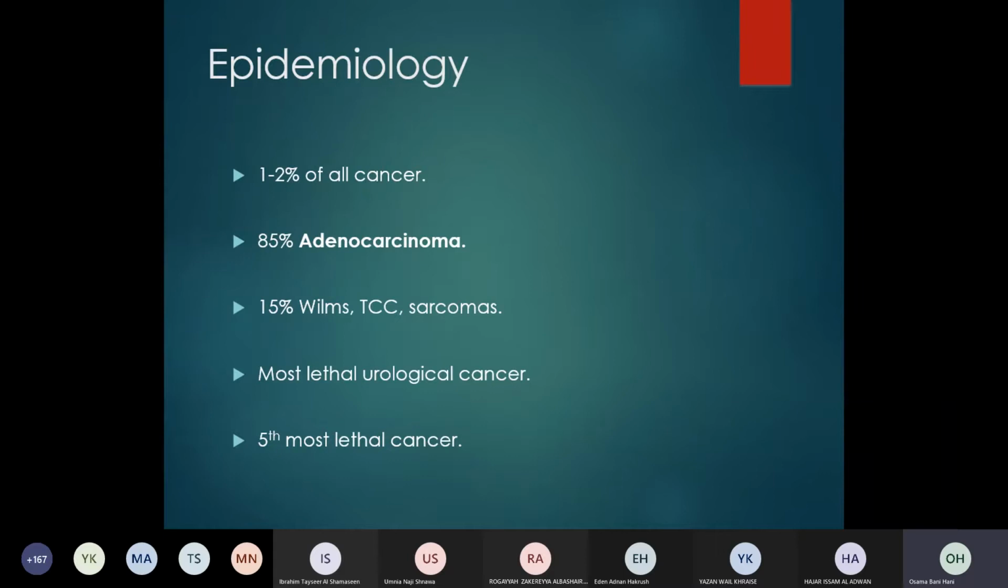98% are adenocarcinoma, and they arise from the proximal tubules of the parenchyma. If you remember, we know that we have three types of epithelial cells in the body. We have the squamous, which is mostly found in the ectoderm, skin and its derivatives. All the ectoderm derivatives are squamous epithelium, while the mesoderm and endoderm are mostly either columnar or cuboidal.